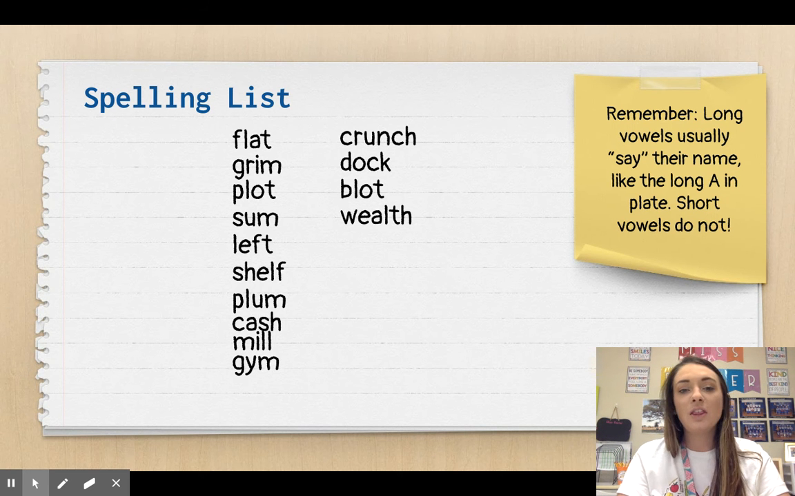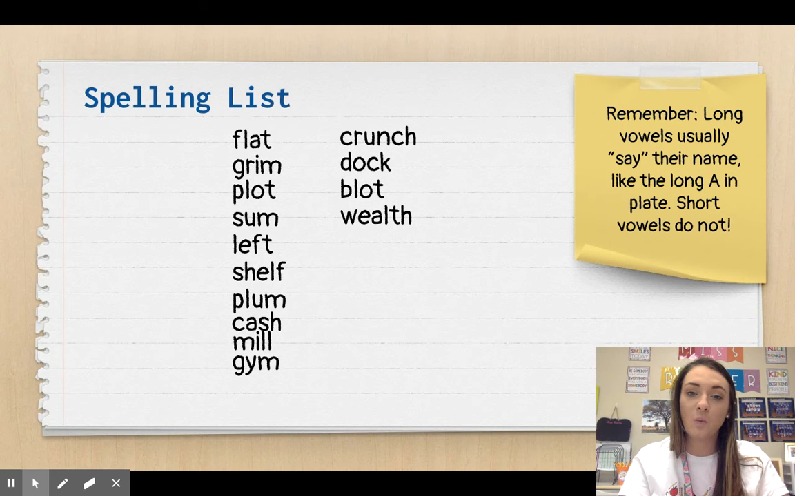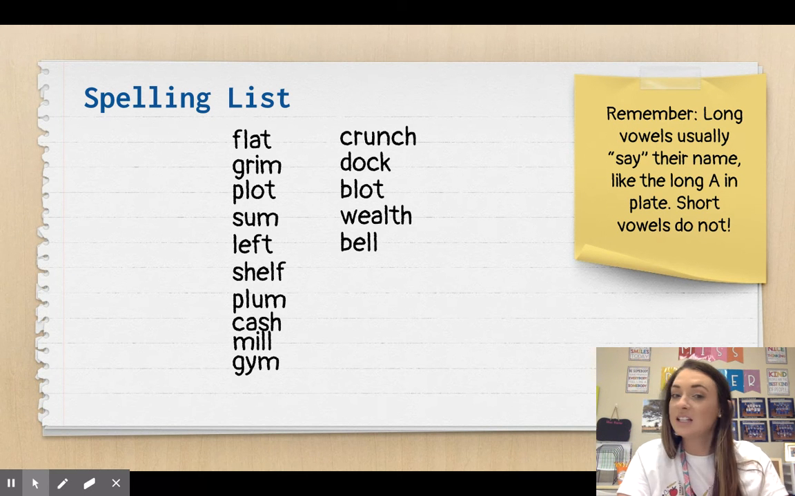Wealth. This word means that you have a lot of something. Usually people refer this to money. So if you have a lot of wealth, you have a lot of money. Bell. So this is like the school bell whenever it rings at the end of the day. It's just an instrument or a tool they use to make noise to signal something else.